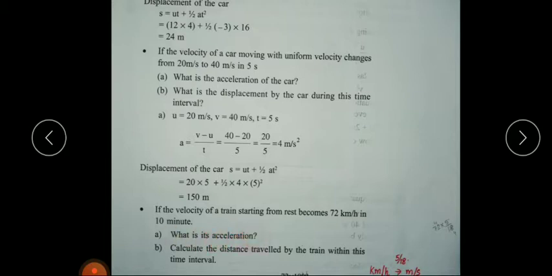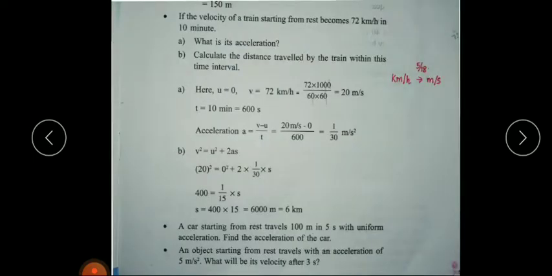What is acceleration? Here initial velocity is 0, final velocity is 72 km per hour. We have to convert this into meter per second. For that multiply with 5 by 18. Multiplying with 5 by 18 we will get 20 meter per second. Time t is equal to 10 minutes. We know 1 minute is equal to 60 seconds, then 10 minutes is equal to 600 seconds. So substituting we will get 1 by 30 meter per second square.